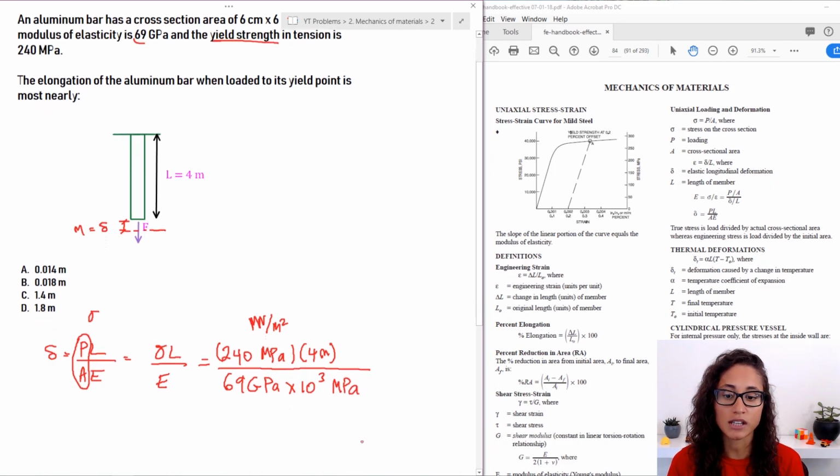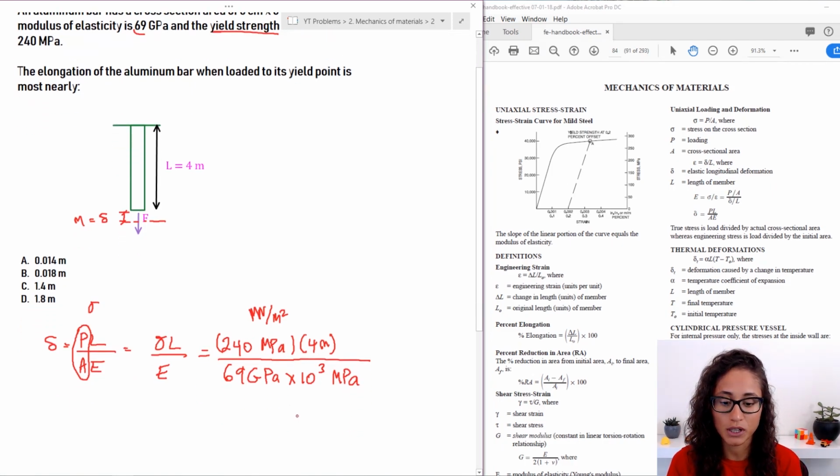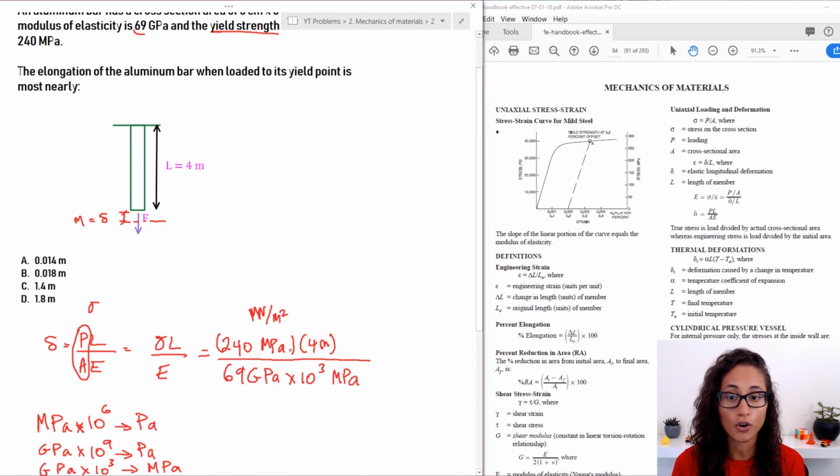So I'm just going to do a quick review with you. When you want to go from megapascal to pascal, you multiply by 10 to the power of 6, right? If you want to go from gigapascal to pascal, that's 10 to the power of 9. And if you want to go from gigapascal to megapascal, you use 10 to the power of 3. So just make sure you remember that. Okay, now that all my units cancel, if you plug this in, you're going to get 0.014 meters. That's going to be your answer, which is answer A.